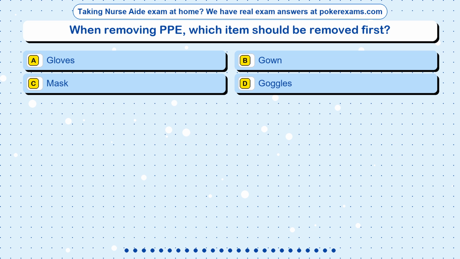Question 10. When removing PPE, which item should be removed first? Option A. Gloves. Option B. Gown. Option C. Mask. Option D. Goggles.